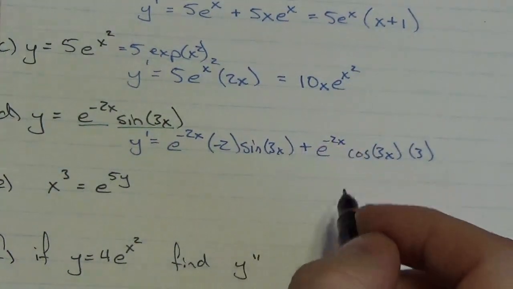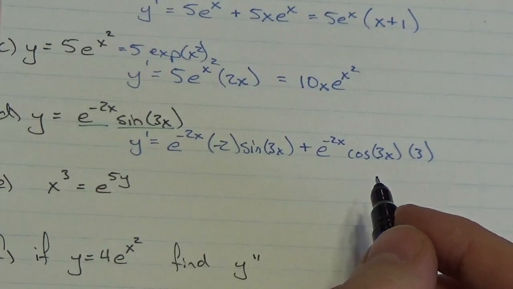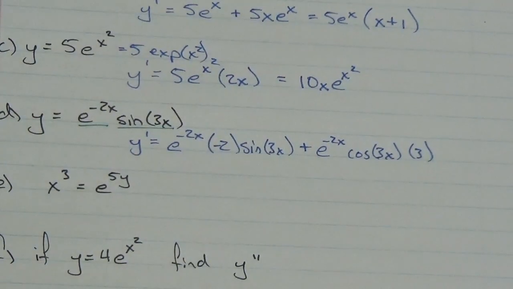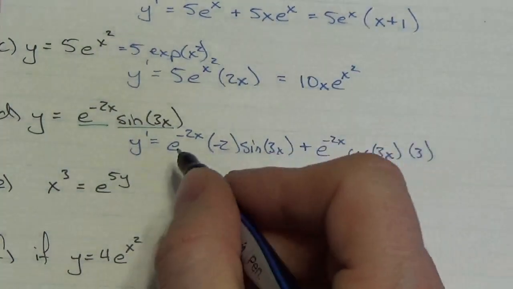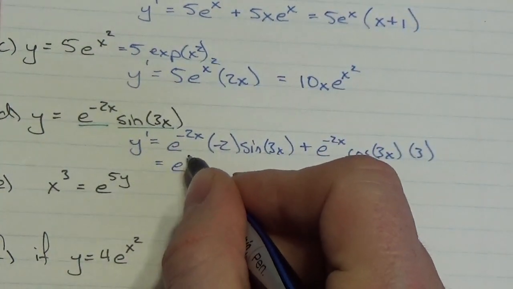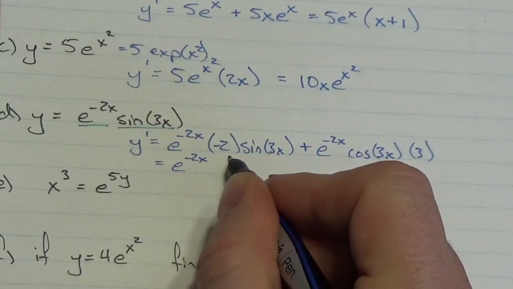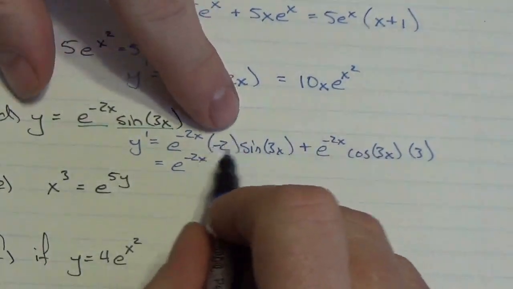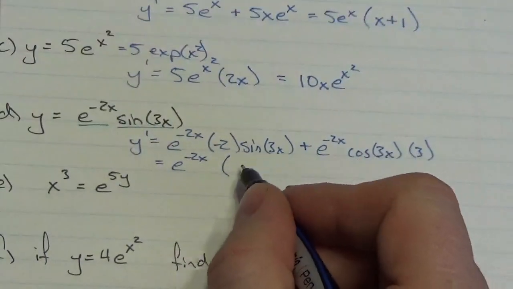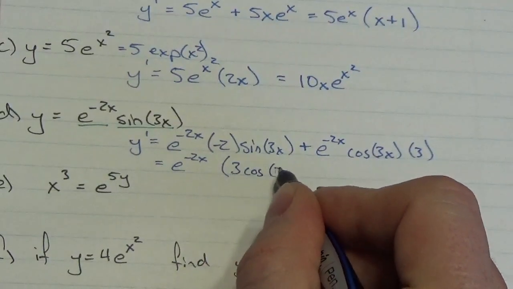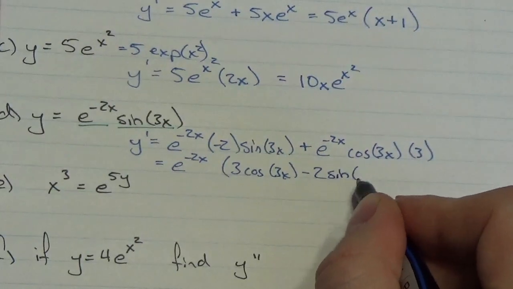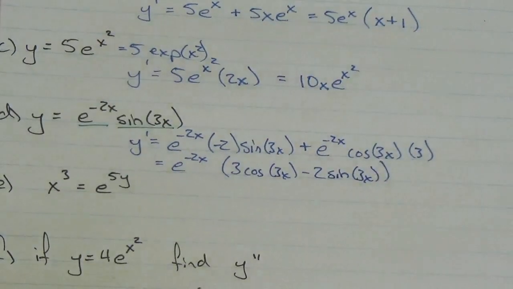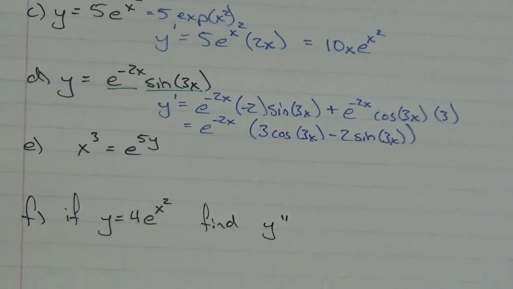Okay, so now when I take a look at this, what I would likely do with this particular answer is just factor out the common e to the negative 2x. And actually because this term has got a negative, I'd probably push that to the end here. So I would make this 3 cosine of 3x minus 2 sine of 3x. Not much else I can do with that right now.